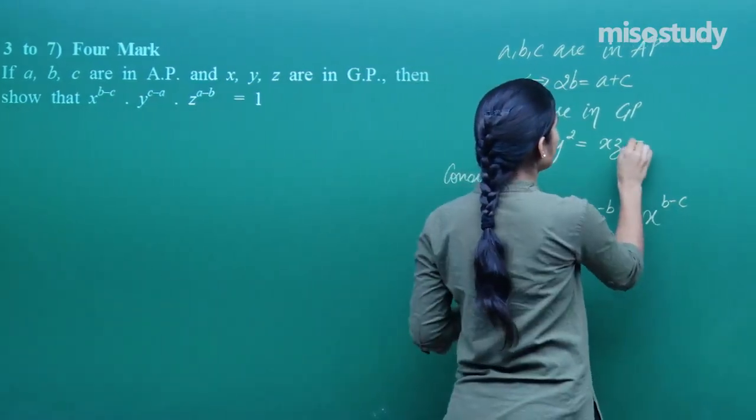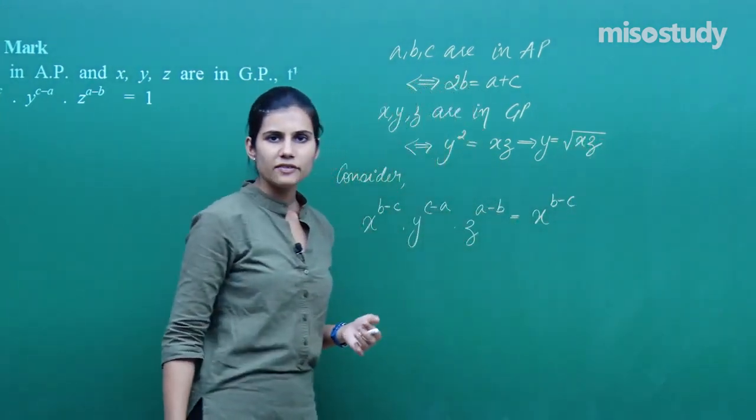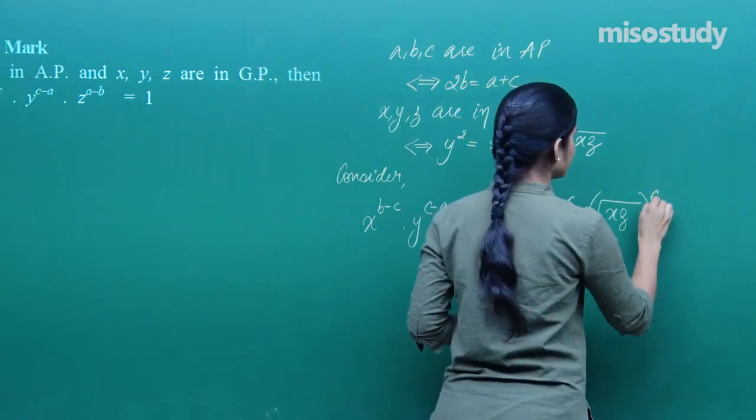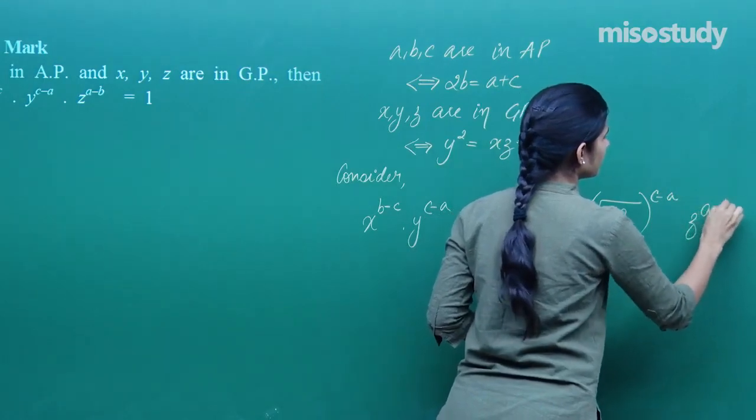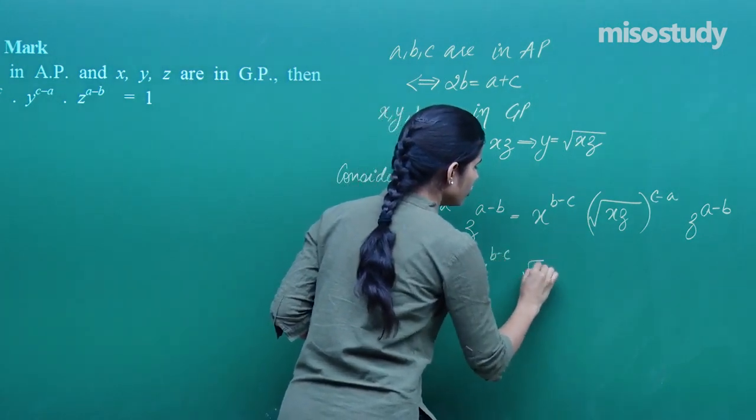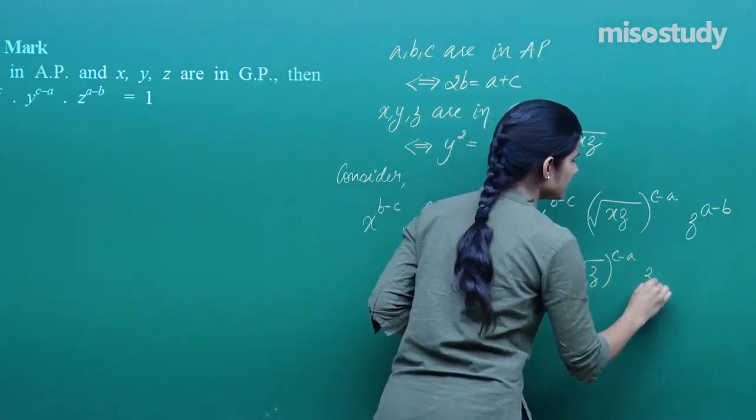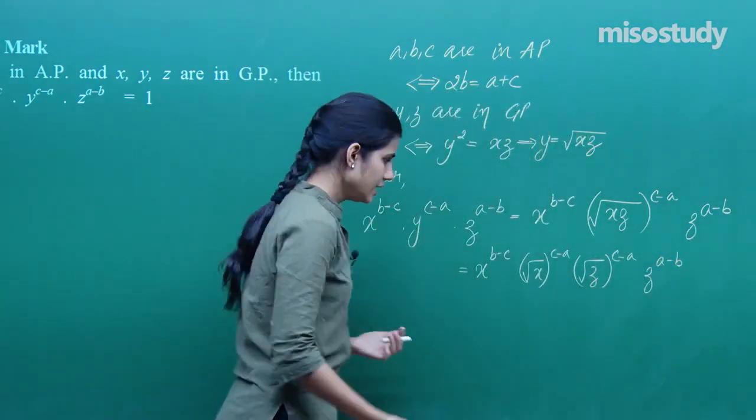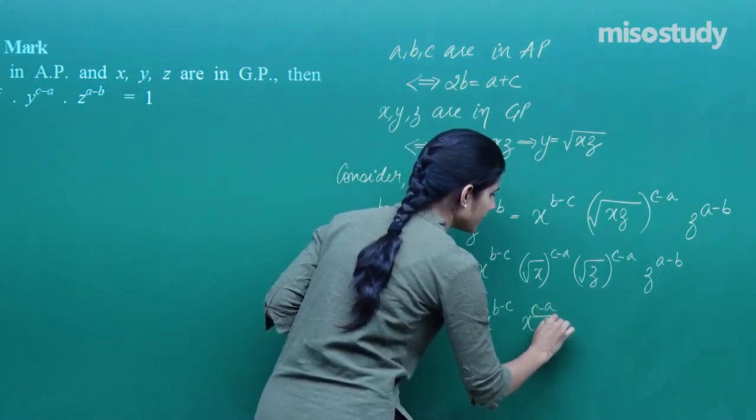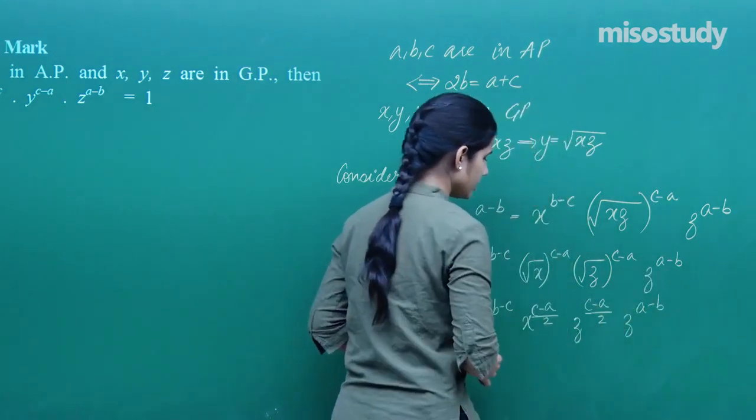Y will be replaced by root xz. If y square is xz, y will be replaced by root xz. So I am going to write it as root xz whole to the power c minus a, z to the power a minus b. This can be written as x to the power b minus c, root x to the power c minus a, root z to the power c minus a, z to the power a minus b. Simplified further, this is x to the power b minus c, this is x to the power c minus a by 2, z to the power c minus a by 2, z to the power a minus b.